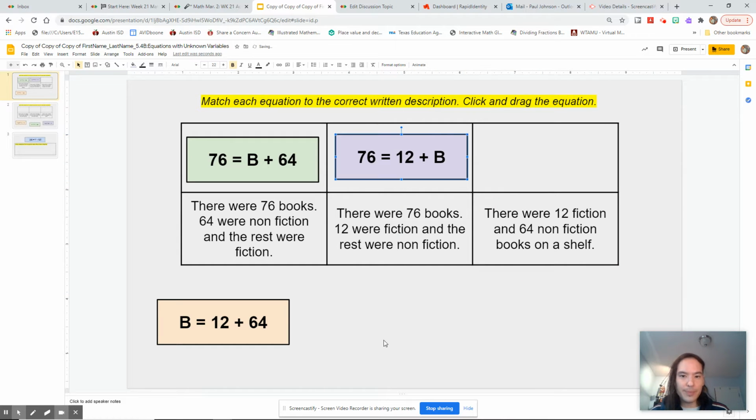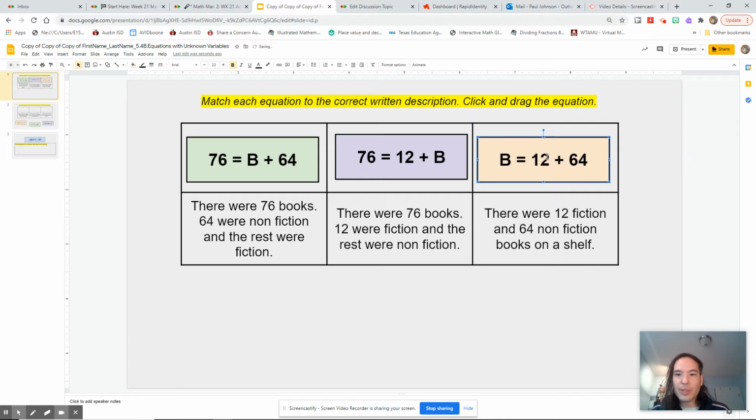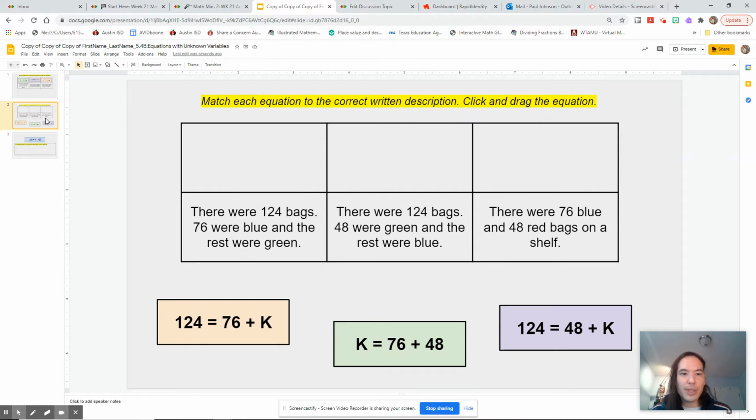Looks like a match. So let's read this one just to make sure. I know it'd be easy to just throw this one up here, but let's double check. There were 12 fiction and 64 nonfiction books on a shelf. So what part are we missing? This time we're missing the total, right? So our total is our unknown value. They told us the number of fiction books, they told us the number of nonfiction books, and what we don't know is how many books there are in total. All right, next one, next page.